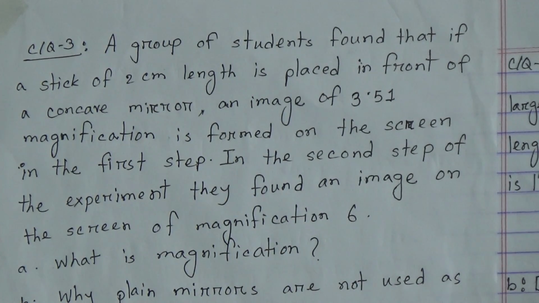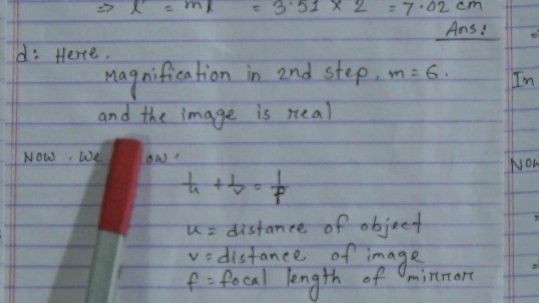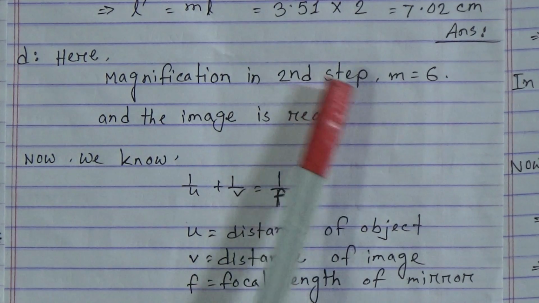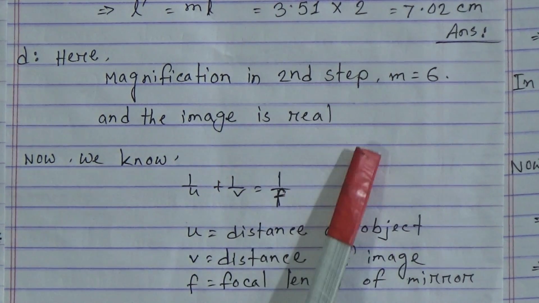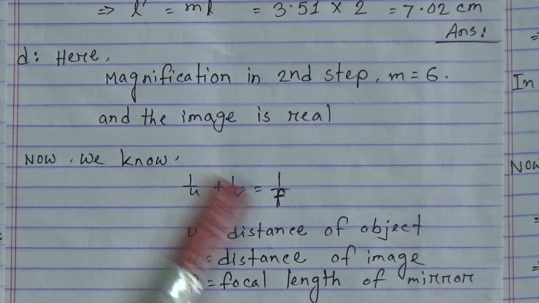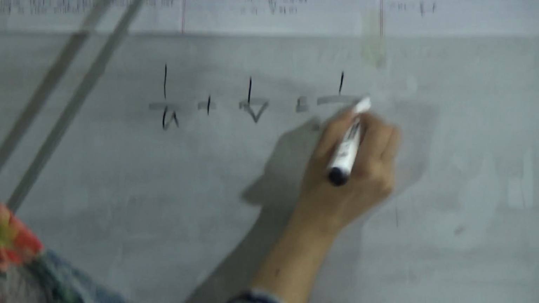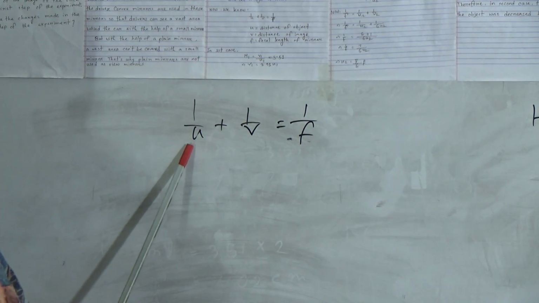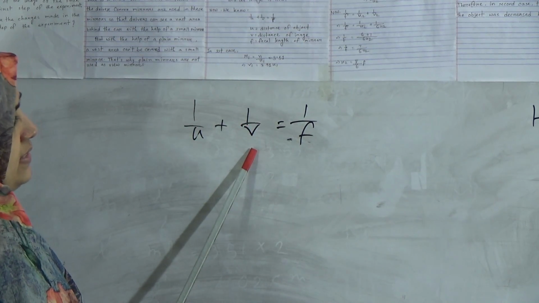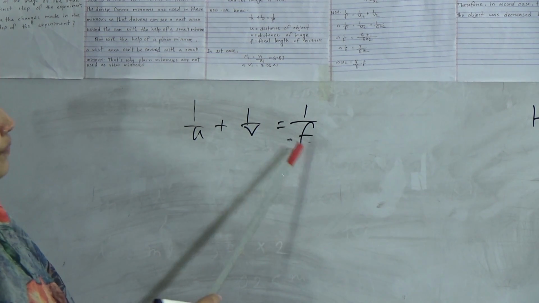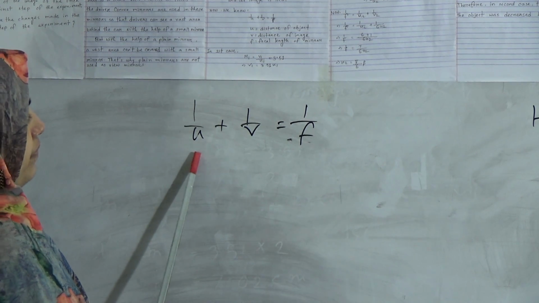Okay, my dear students, here you have to write at first the given: magnification in the second step, m equals 6, and the image is real. So for the second step, magnification is 6 and the image is real. Now we know the formula: 1 divided by u plus 1 divided by v equals 1 divided by f. Here u is the distance of the object, v is the distance of the image, and f is the focal length of the mirror.